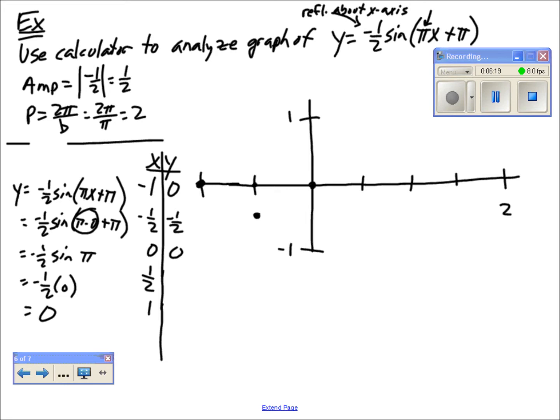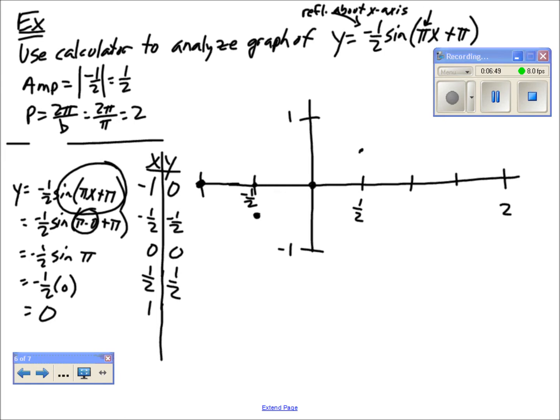Okay? We plug in 1 half. Alright, what are we going to get? Well, we plug in a half. Pi times a half, 1 half pi, or pi halves, plus pi, is 3 pi halves. And we know that the sine of 3 pi halves is negative 1. So this part is giving me negative 1. Negative 1 times that negative a half in front is positive a half. So 1 half comma 1 half, and so on.